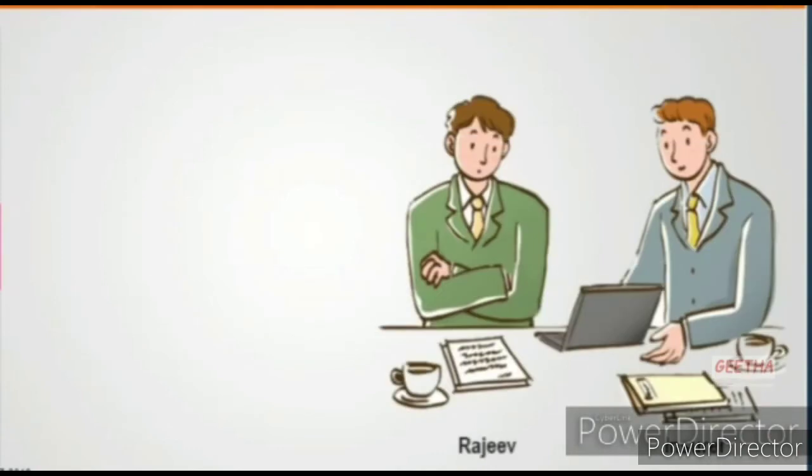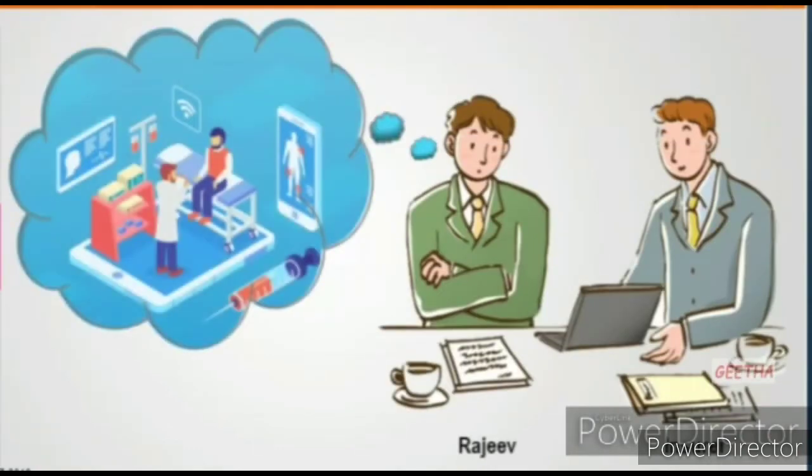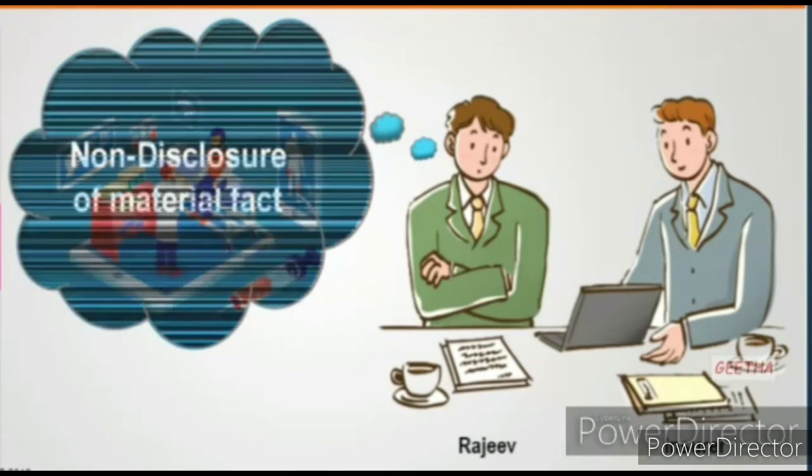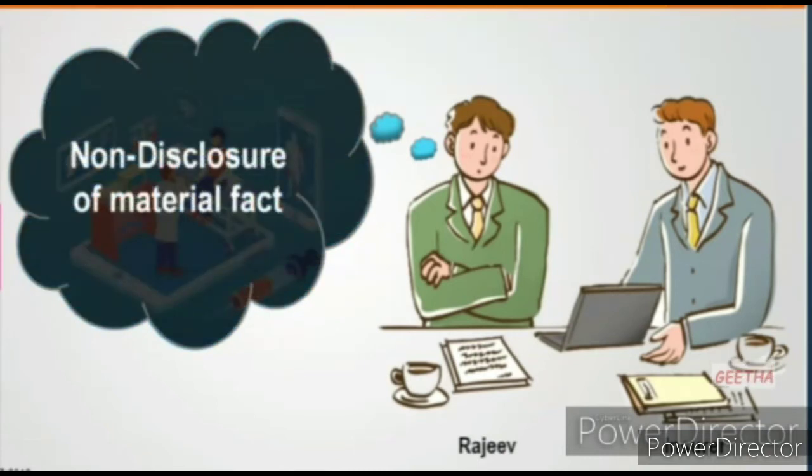Let us take the case of Rajiv, who is suffering from high blood pressure. He takes medicines to keep it under control. This affects his life expectancy, and hence is a material fact for the insurer, and proper disclosure of this information is essential while filling up the proposal form. In case Rajiv does not disclose this medical condition to the insurer, it is called non-disclosure of material fact.